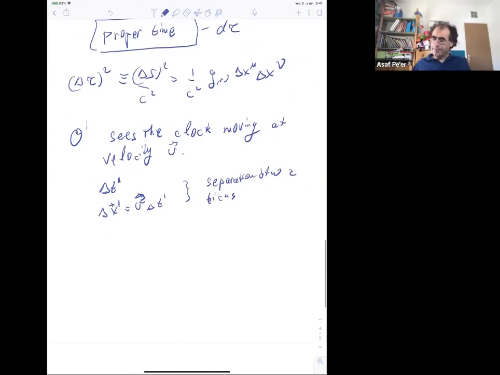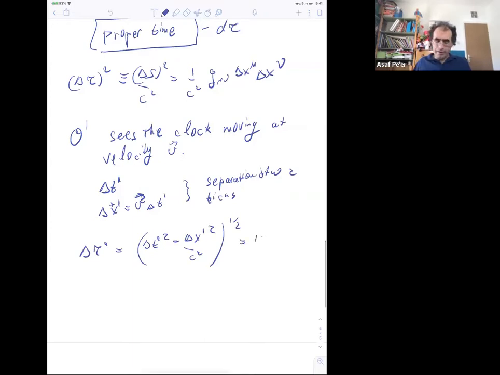So the proper time, delta tau prime, is just delta T prime squared minus delta X prime squared divided by C squared, to the power 1/2. So just 1 minus beta squared, to the power 1/2, times delta T prime, where I put delta X prime as V times delta T prime. So I can take delta T prime outside of the parentheses.